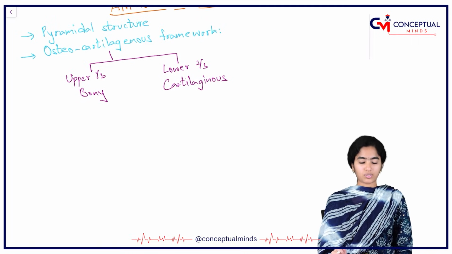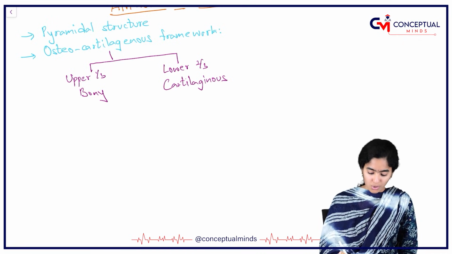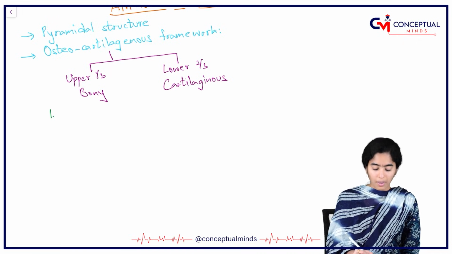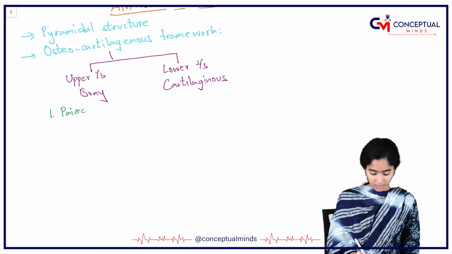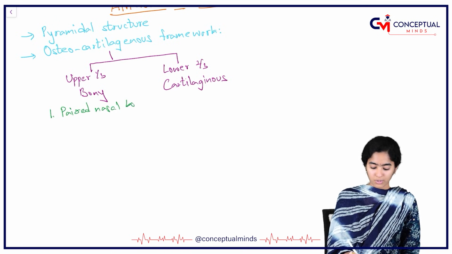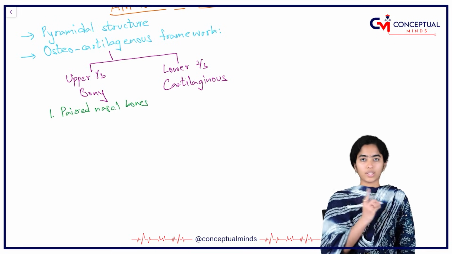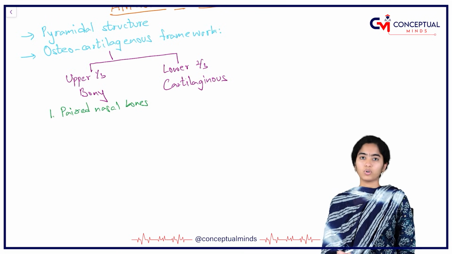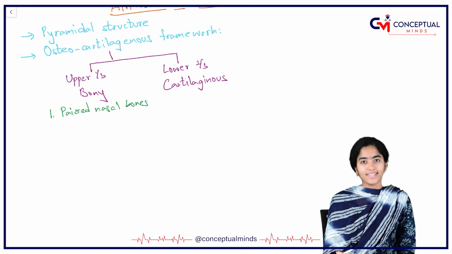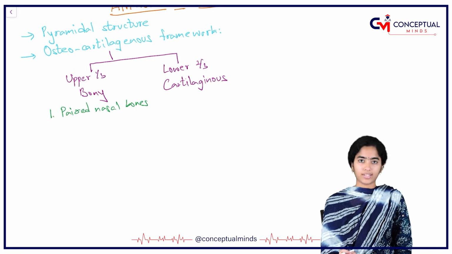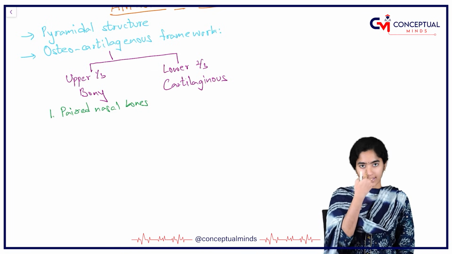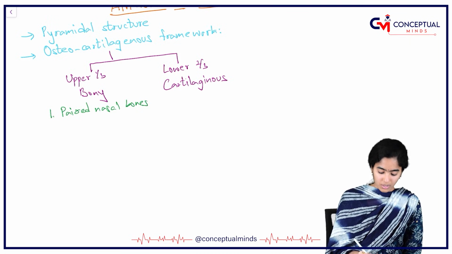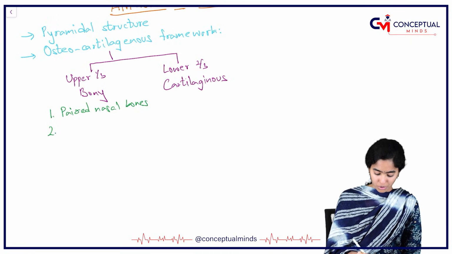In the bony part, it mainly consists of paired nasal bones. There are two nasal bones, one on each side, the left nasal bone and the right nasal bone. And these two nasal bones articulate with the nasal process of the frontal bone in the midline, in the center. So that is the second structure.